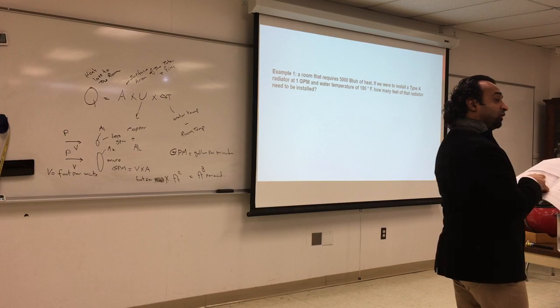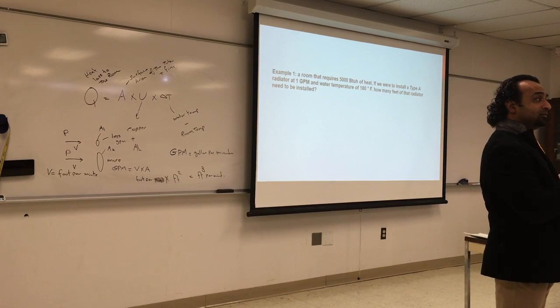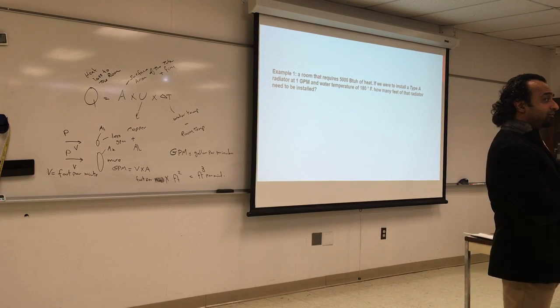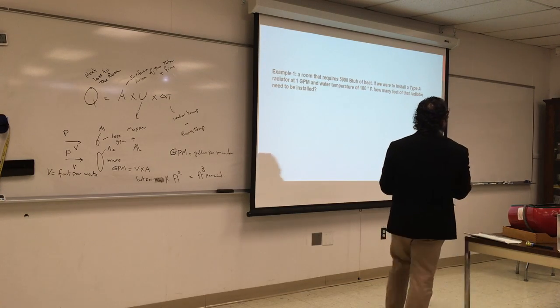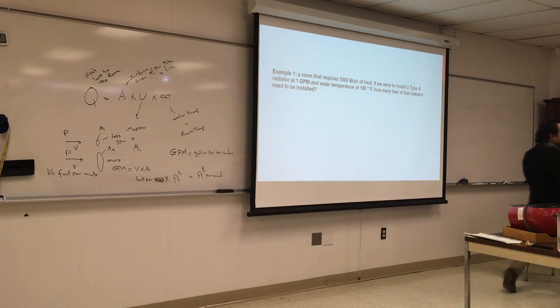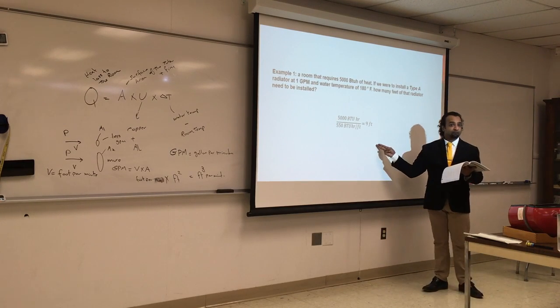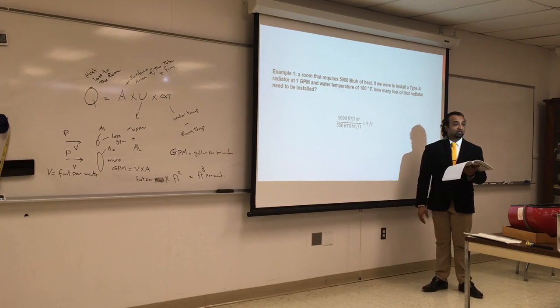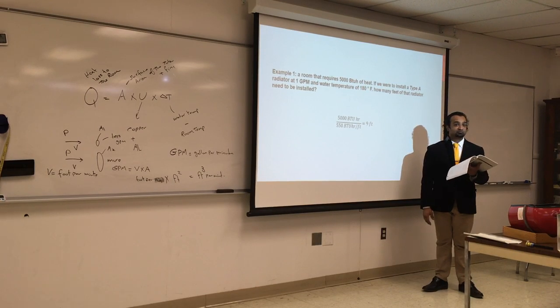So if every 1 foot will give you 550, I'll divide 5,000 by 550, and I will get 9 feet. Easy? Will that change?